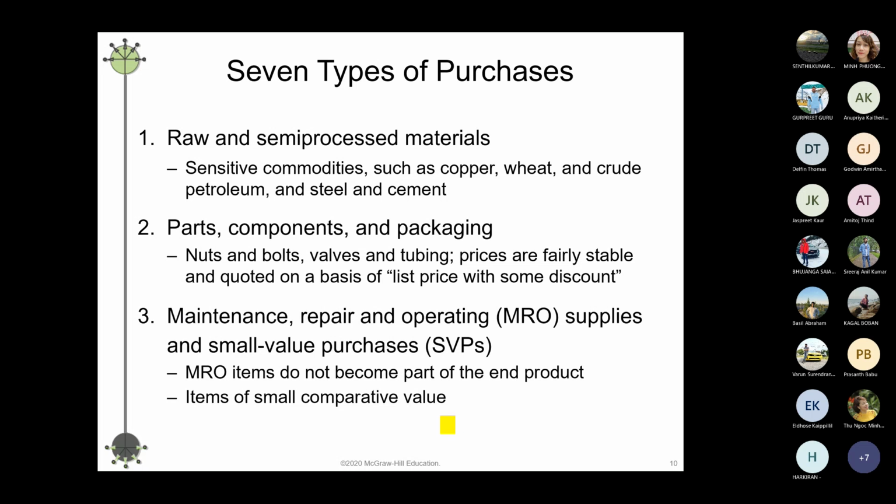Okay, and here we discussed 7 types of purchases and what is the best way to find the right price for them. So we discussed raw materials and semi-processed materials. Then we discussed the parts, maintenance, MRO, and small value purchases. So I can design many questions out of these topics, 7 types of purchases. Please watch the videos carefully.